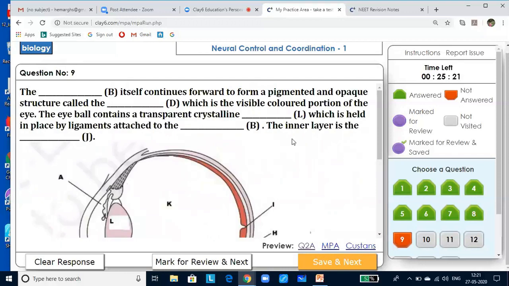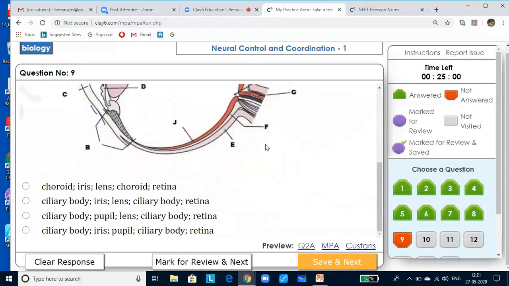The choroid itself continues forward to form a pigmented and opaque structure called the iris, which is the visible colored portion of the eye. That must be the iris. The eyeball contains a transparent crystalline lens which is held in place by the ligaments attached to the ciliary body. The inner layer is the retina. So the first one is the ciliary body, iris, lens, ciliary body and the retina. So this is the answer.